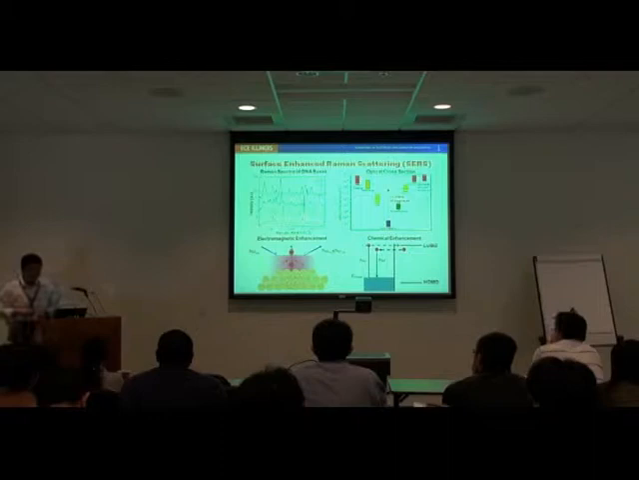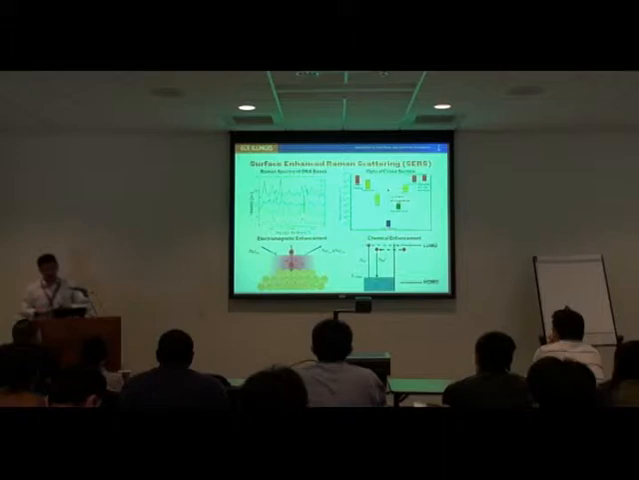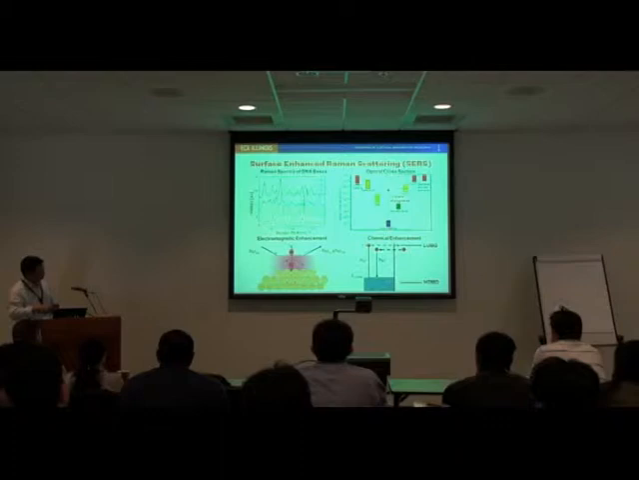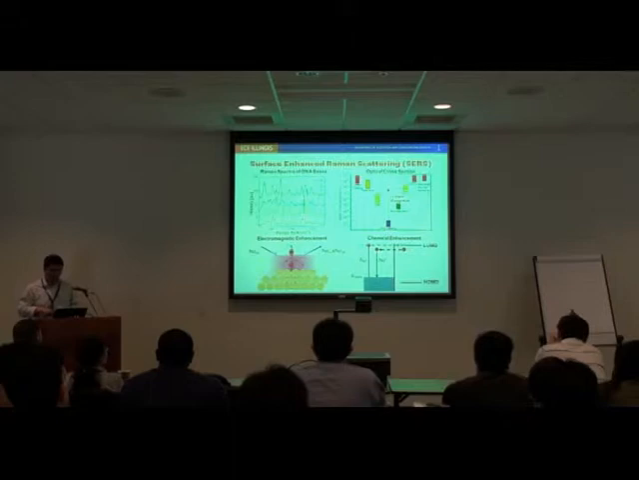The current consensus is that there are two mechanisms involved in surface enhanced Raman scattering. The first one is called local electromagnetic field enhancement, in which the local electric field near the surface can be enhanced many times. So your excitation light and also scattering light can be enhanced by a couple of orders of magnitude or even several orders of magnitude, and then you have a total signal improved by 12 orders of magnitude.